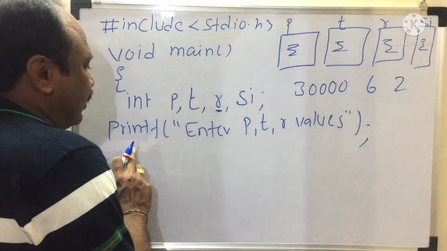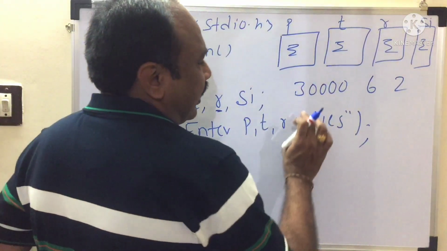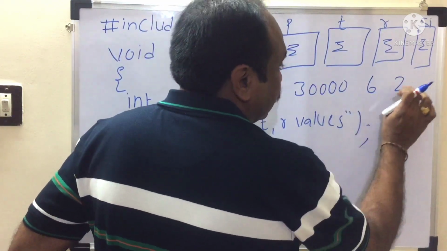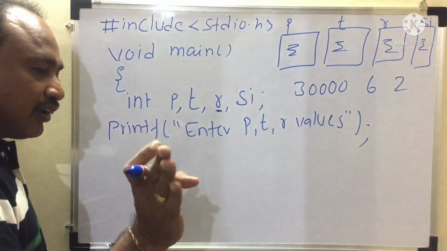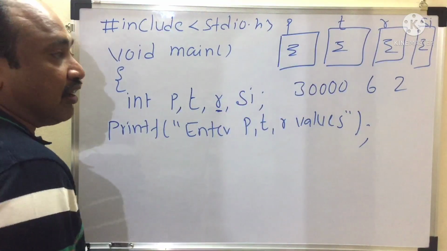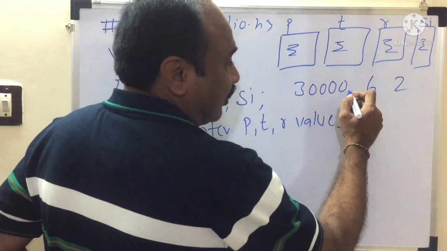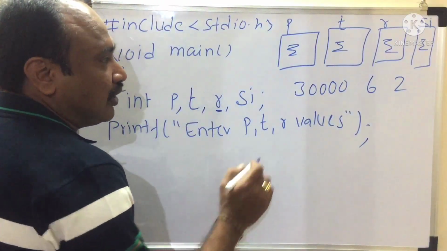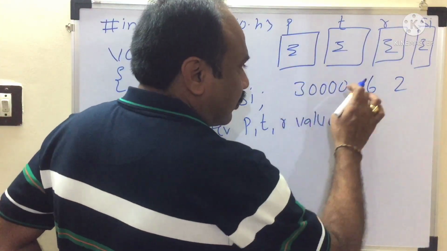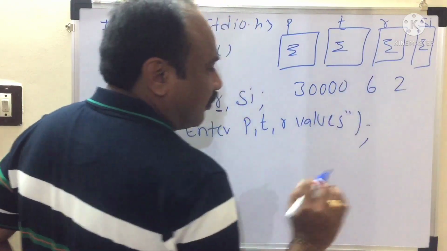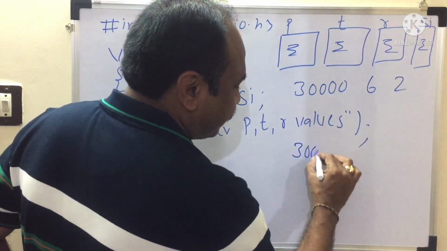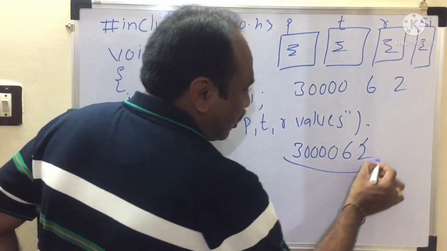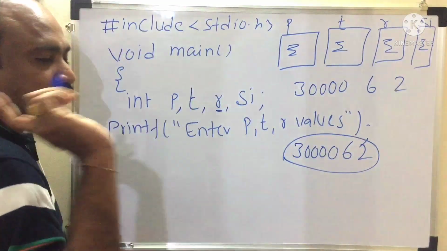It will printf enter PTR values. I entered 30,000, 6, 2. In the previous video I clearly explained that when you are going to enter values, don't use commas. 30,000 comma 6 comma 2, no. The same way 30,000 6 2. If you provide it like this, 30,000 6 2 without separation, it will assume it as a single value.